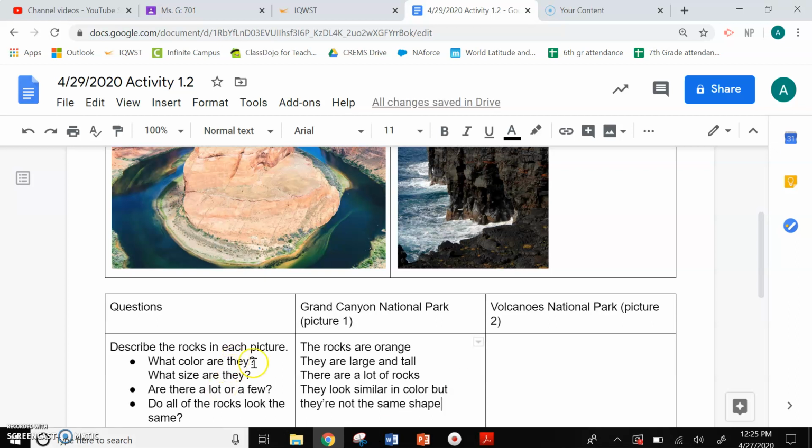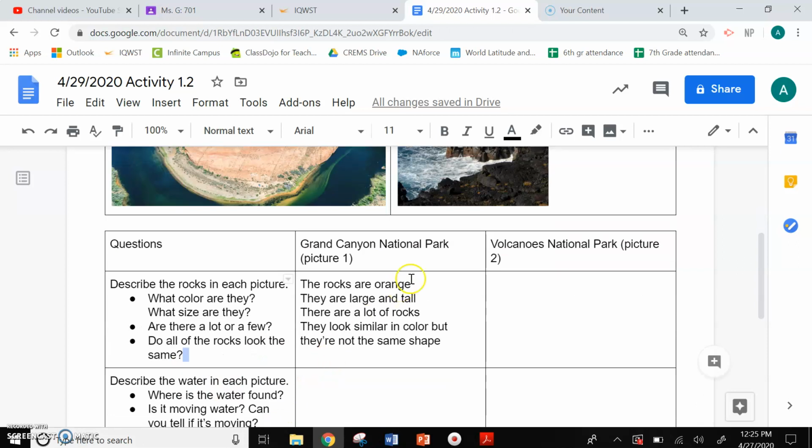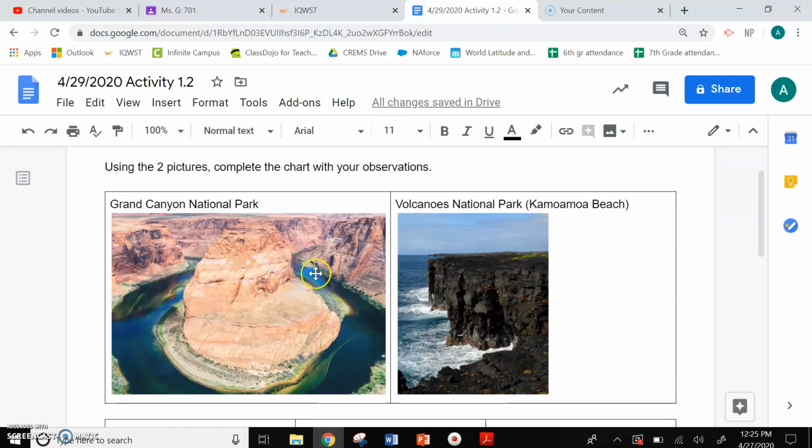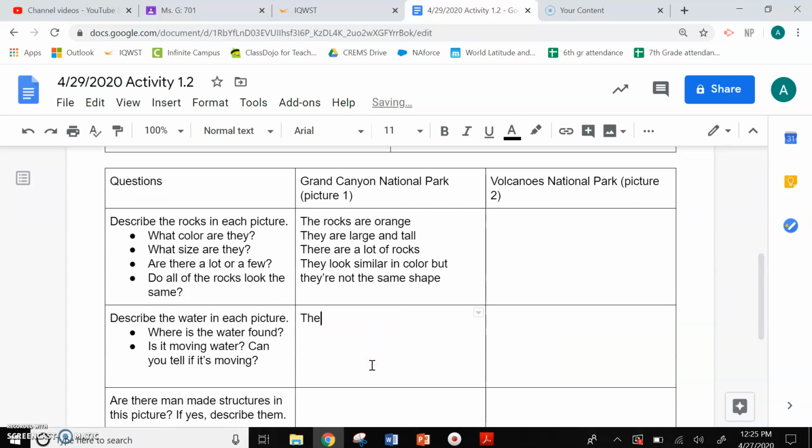So notice how I just went 1, 2, 3, 4 questions, and I have 1, 2, 3, 4 answers. Make sure that you are addressing each of those questions. And let's go to the water. So the water in the first picture is found in a river that is moving through the Grand Canyon. So the water is in a river at the bottom of the canyon. We can't tell that it's moving from the picture.